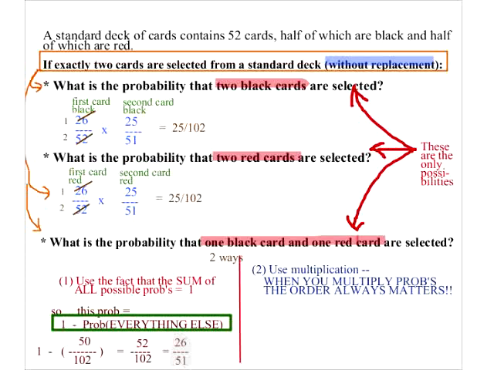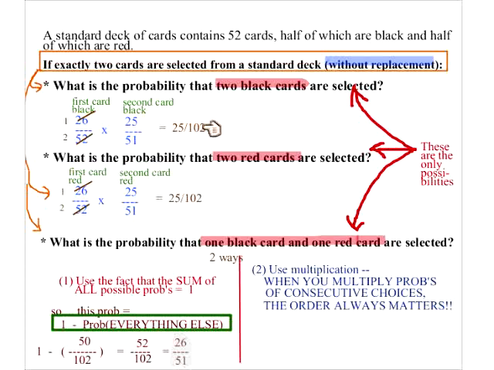When you multiply probabilities of consecutive choices, the order has to be taken into account. The reason these calculations worked upstairs is because there's only one order you can do this in. The only way to get 2 black cards is to get a black one and then get another black one. Similarly, the only way this can happen is if you get a red card and then you get another red card. It's the only way it can work.